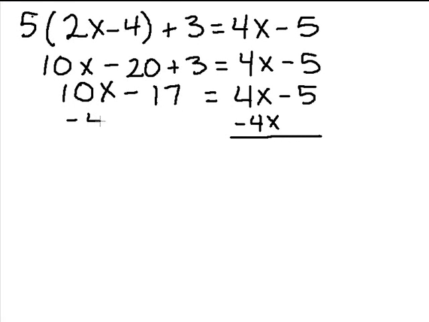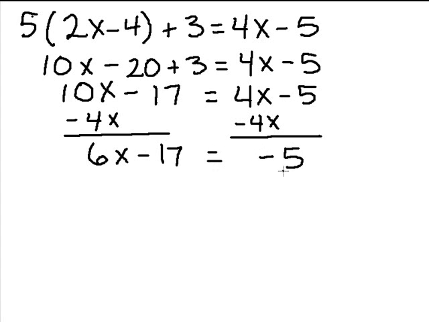I picked 4x because it'll eliminate all the x's on the right side of the equation and leave them all on the left side of the equation. 10x minus 4x equals 6x. And we still have our minus 17 from the line above. 4x minus 4x is 0, and that leaves just negative 5 on the right side.